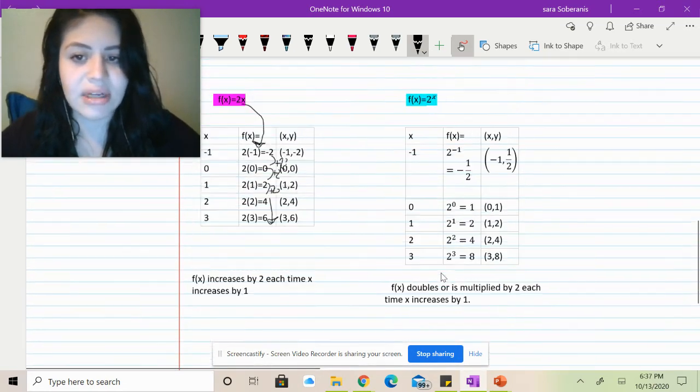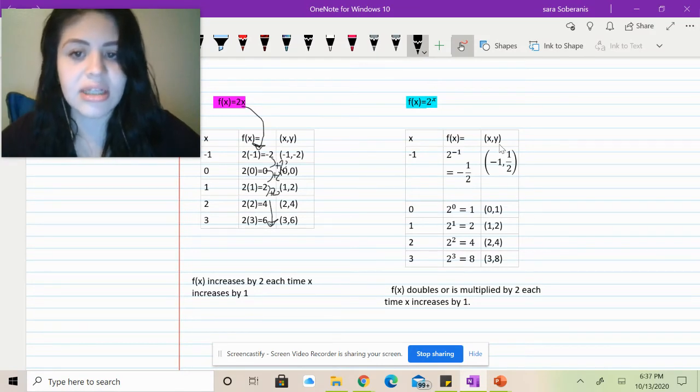Now let's go to an exponential function. This is an exponential function. It has an exponent. That's how we know it's an exponential function. And we're doing the same process. So how do we get back to 1? We're dividing by 2. And then how do we get from 1 to 2? We're multiplying by 2. And from 2 to 4, we're also multiplying by 2. And how do we get here? We're also multiplying by 2 as well.